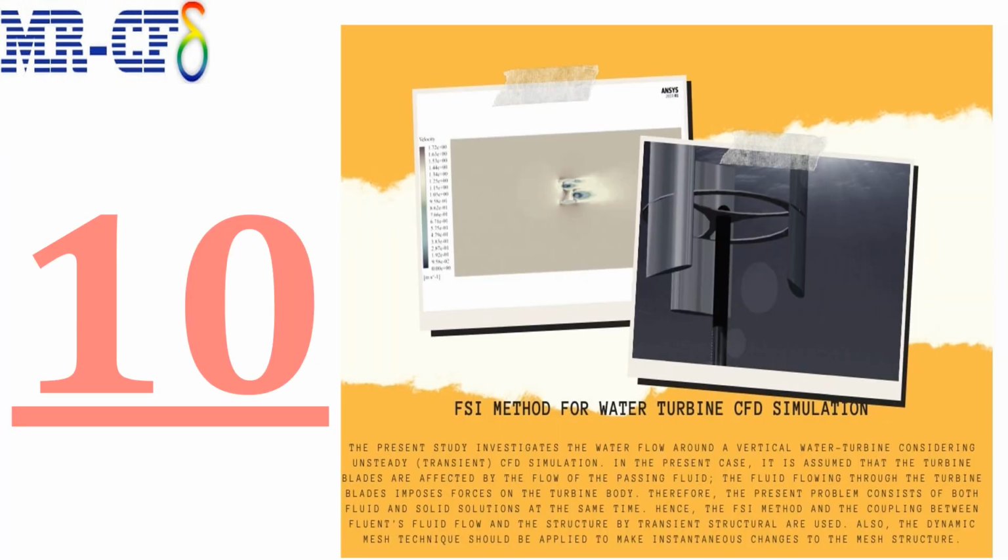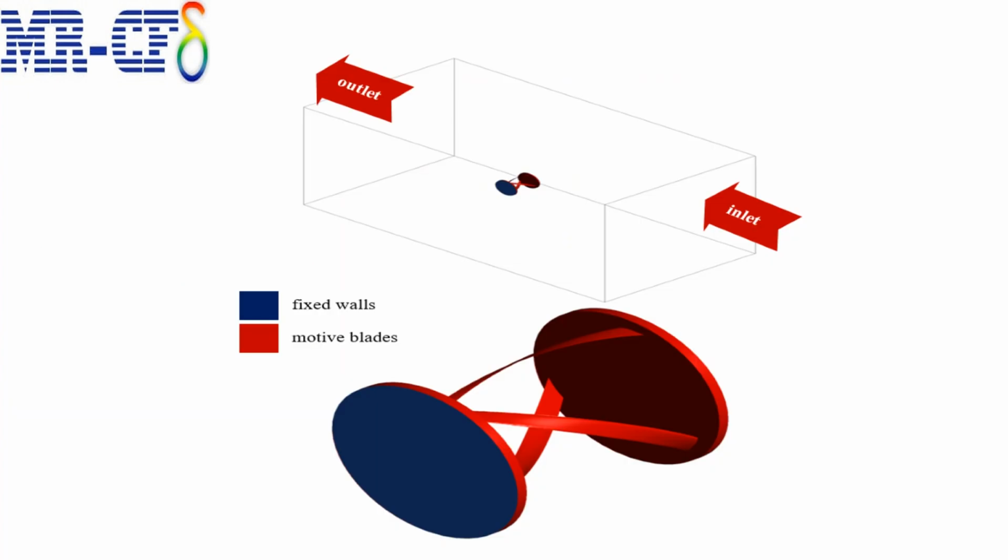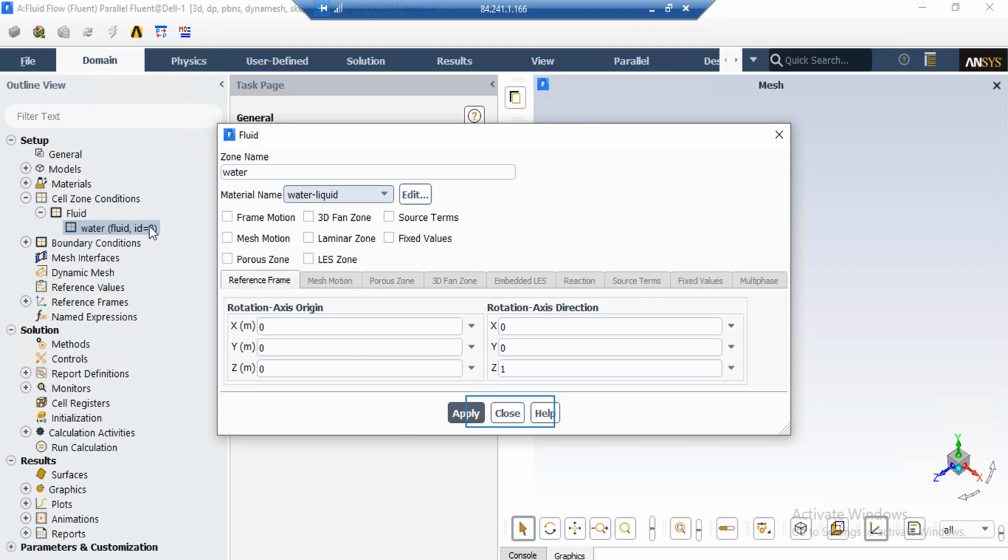Project 10 investigates the water flow around a vertical water turbine considering a steady CFD simulation. The present 3D model was designed by Design Modeler software. The geometry of the model consists of a large cubic space as a fluid domain and a water turbine inside this space as the solid domain. Now, after defining the water-liquid material under the fluid under the cell zone conditions section, all we have to do is to change the material name to water-liquid.